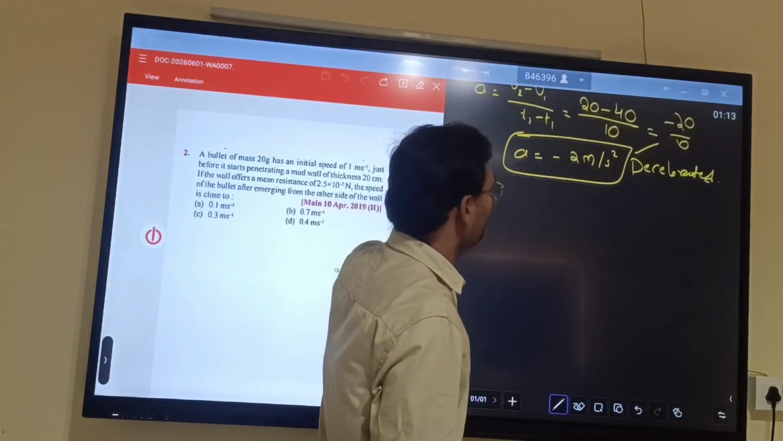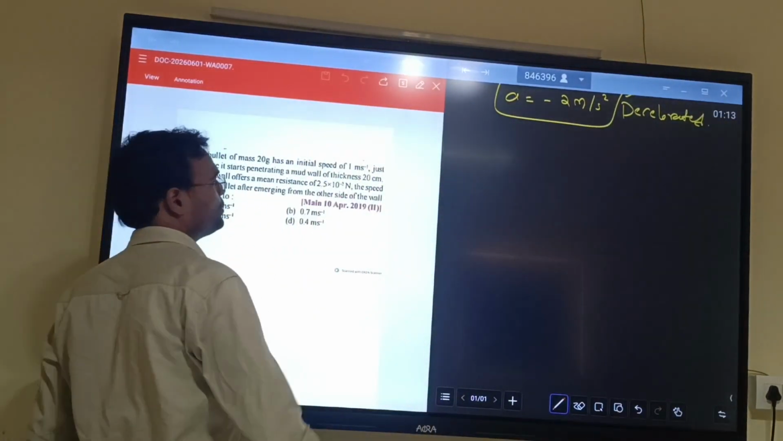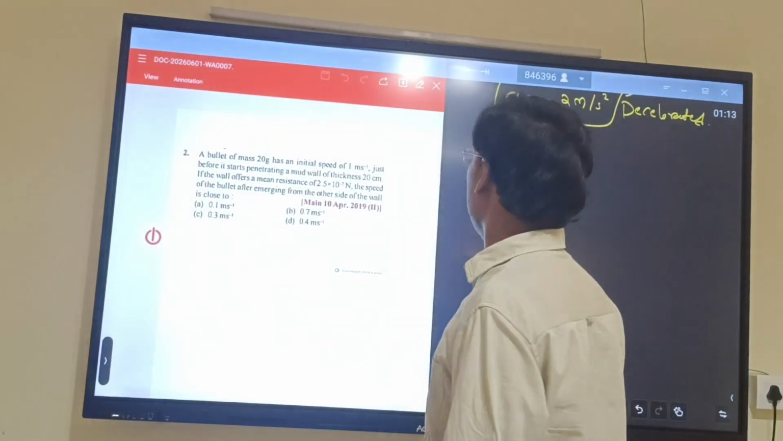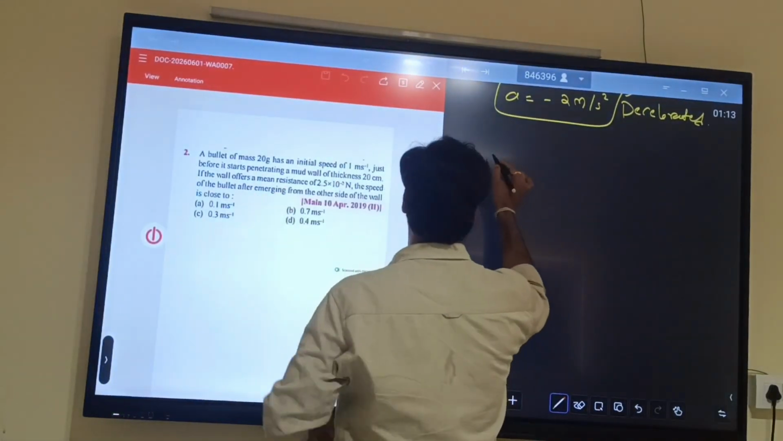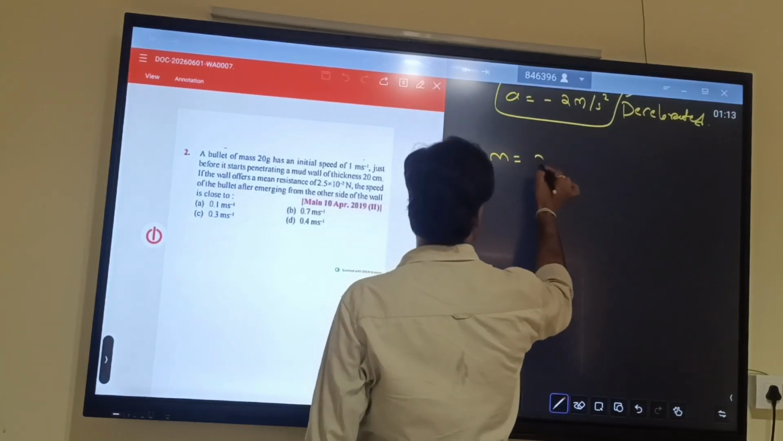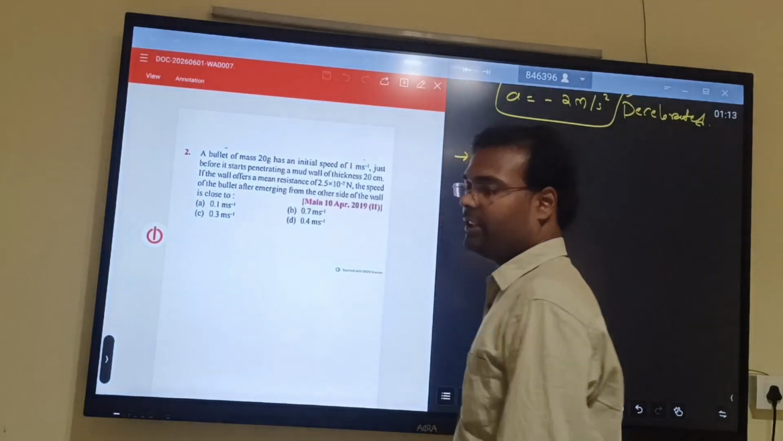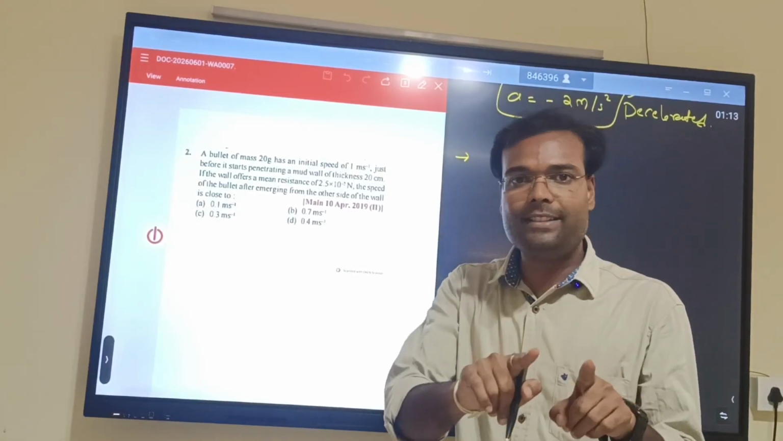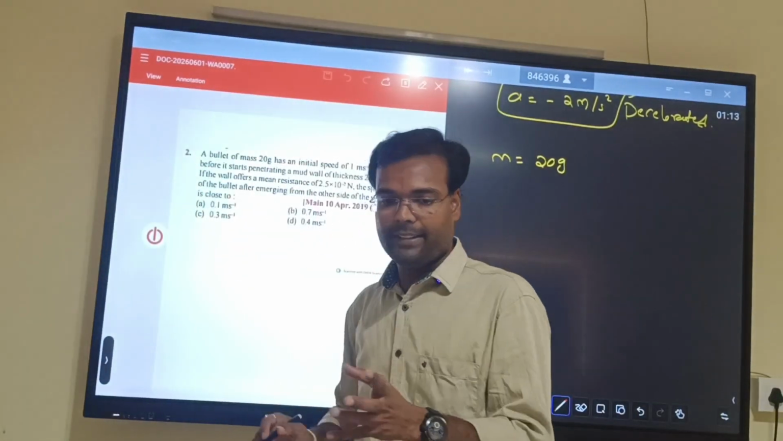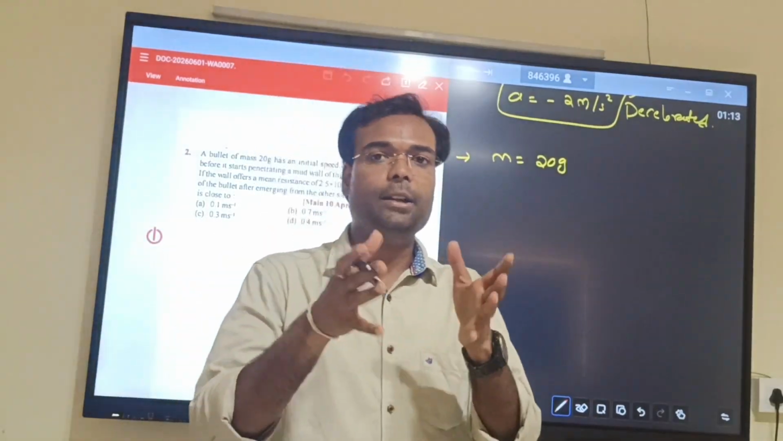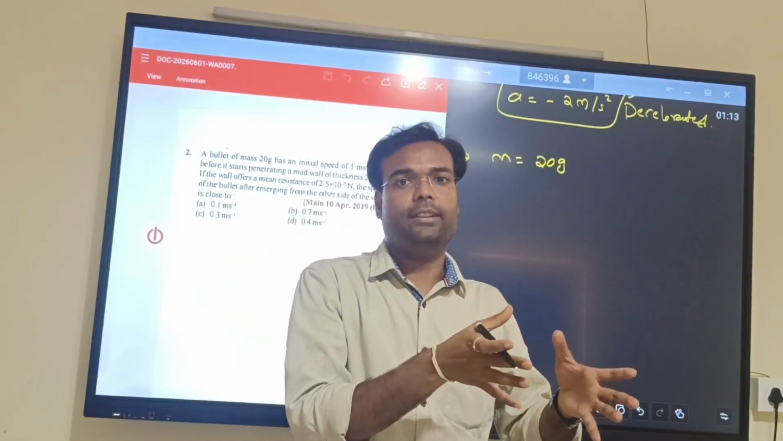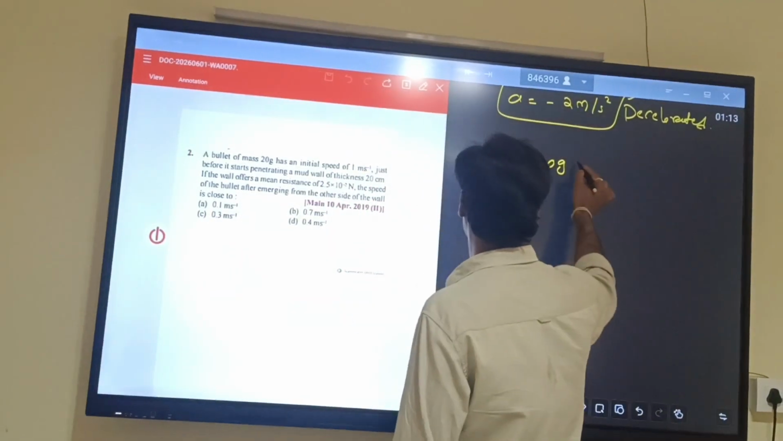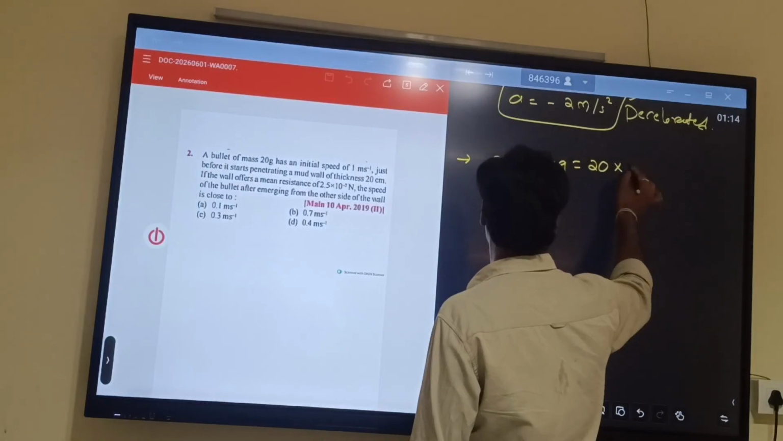Now we are going to see one PYQ from the JEE Mains 2019, 10th April question. Here they gave a bullet of mass 20 grams. And remember one point: whenever you see questions in CGS units, you must check whether the options given are in SI units or CGS units. Here the options are in SI units, so we have to convert each value given in the question into SI units.